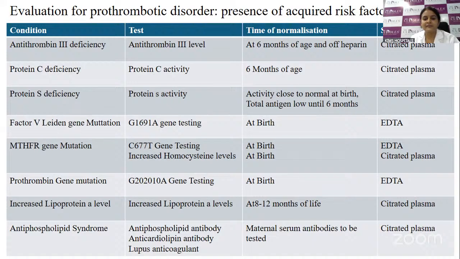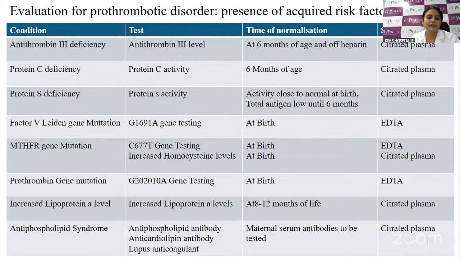This activity is normal at birth. But if you are checking the antigen levels, they are usually checked at 6 months of life because they are low. The sample collected is plasma. For factor V Leiden gene mutation, the test to be done is the G1691A gene. It has to be done at birth and the sample collected is EDTA.